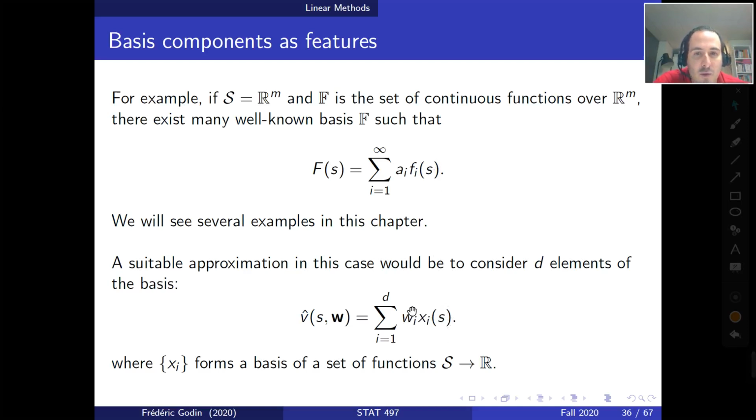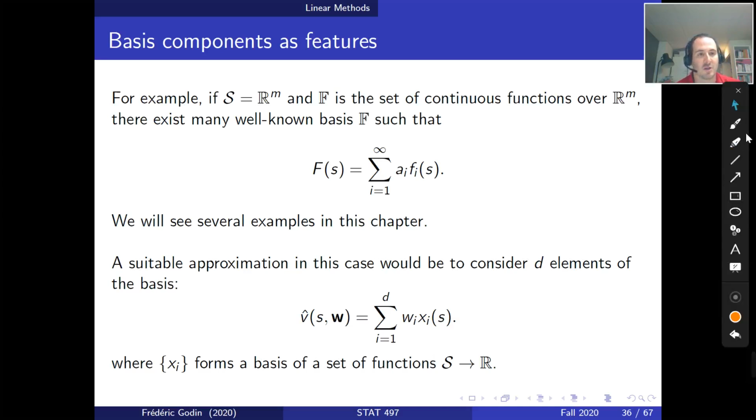And here the W's play the role of the A's, the coefficients in front of the various features or basis functions, and these W's are the quantities that we're going to need to determine to obtain a suitable approximation of the value function.